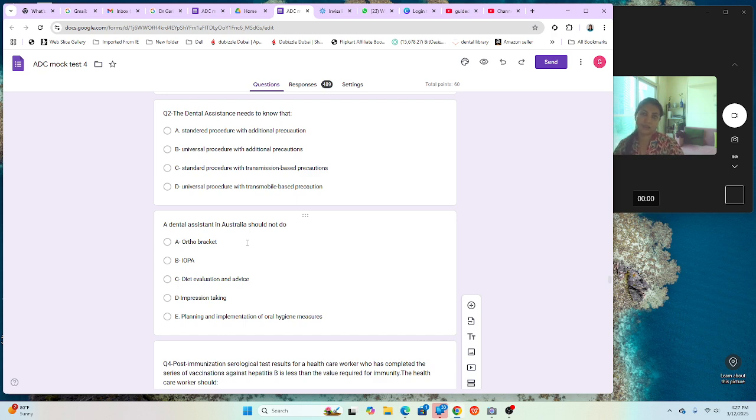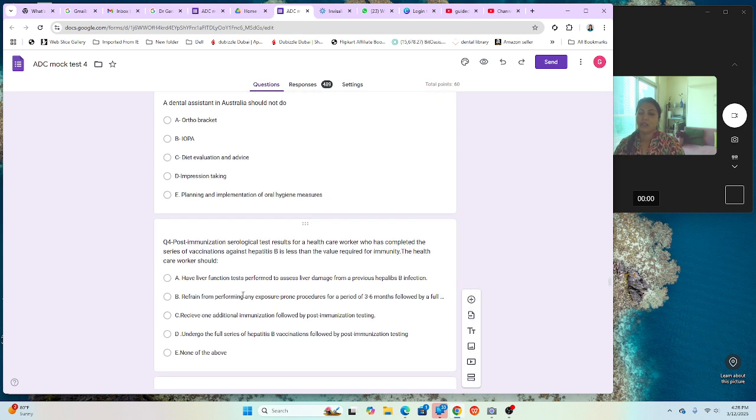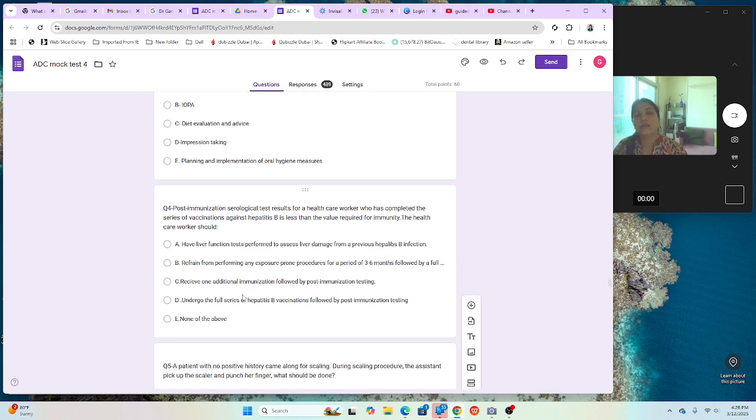Same for the hygienist. She cannot place an ortho bracket. What a hygienist can do is scaling and polishing. They can even apply pit and fissure sealant, but fillings, I don't think so. Placing ortho, again, no. Extractions, no.